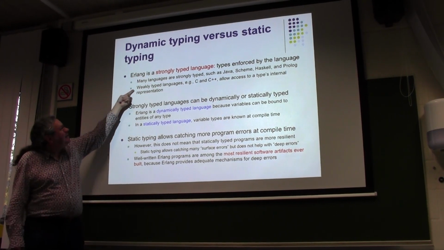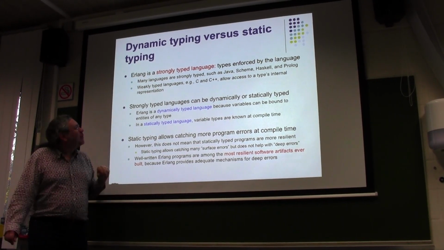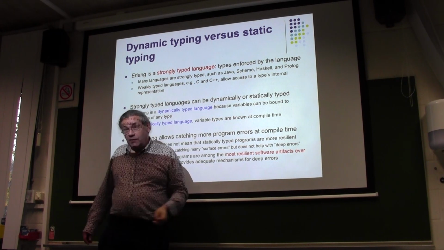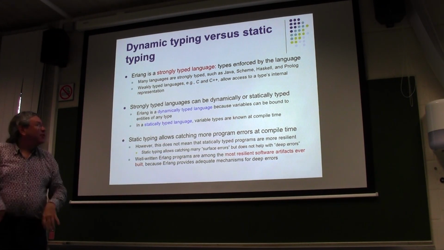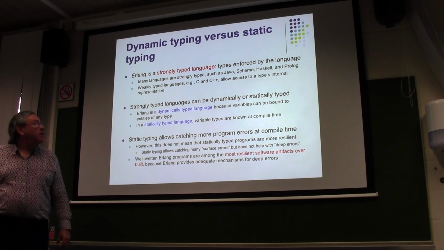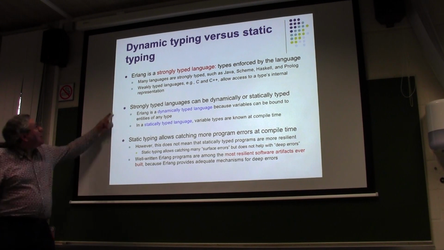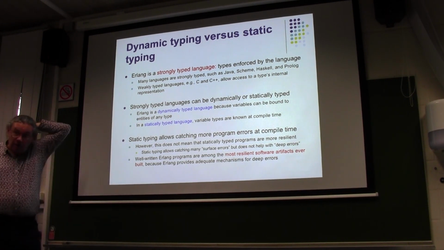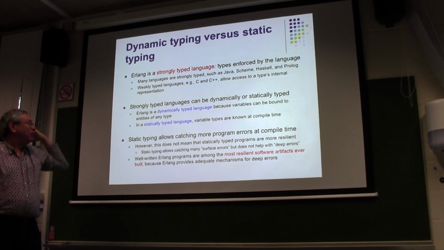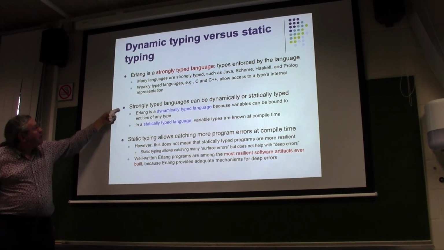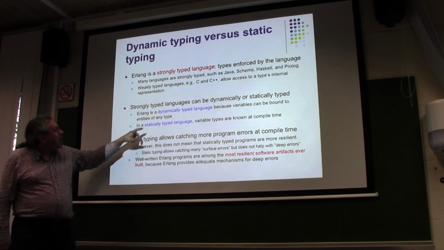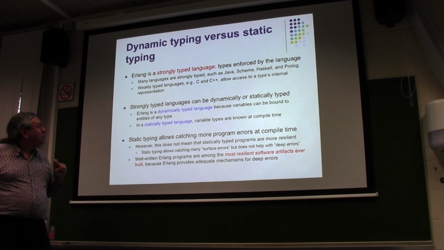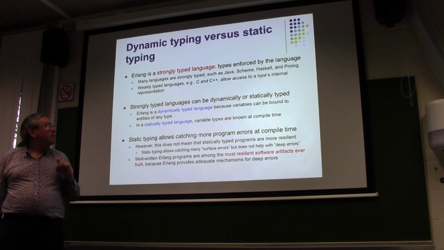But there's also weakly typed languages, and the most famous ones are C and C++, where you can use casts to basically look inside the internal representation. So that's very weak, and it doesn't let you prove very much. Okay? So Erlang is strongly typed, which is basically, in my view, the right way to build it. Now there's two ways to do strongly typed. You can either make your language dynamically typed or statically typed.